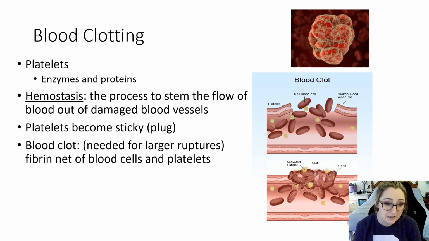And a blood clot is going to be composed of a fibrin net of blood cells and platelets. So you can almost think of, if you've ever gotten a cut, how right after you get the cut and you get that clot forming over the top of the cut, if you pick that away, I know it's kind of gross to think about, but if you pick away that clot right away, you start bleeding again until you form another clot.